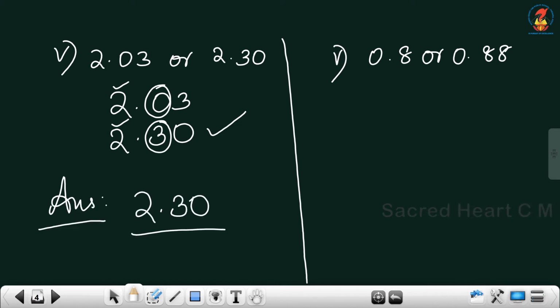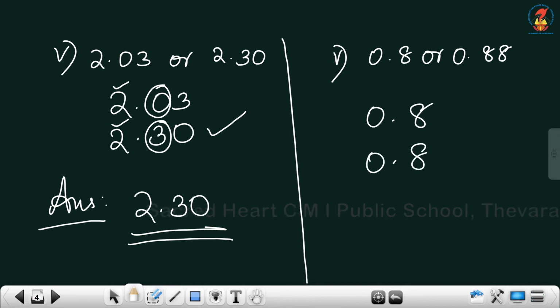2.30 is greater than 2.03. Okay children, now move to the next question. 0.8, 0.88. First you have to check whether they are like decimals. No, they are unlike decimals. How will we convert unlike decimals into like decimals? By giving zeros to the extreme right of the number, is it?